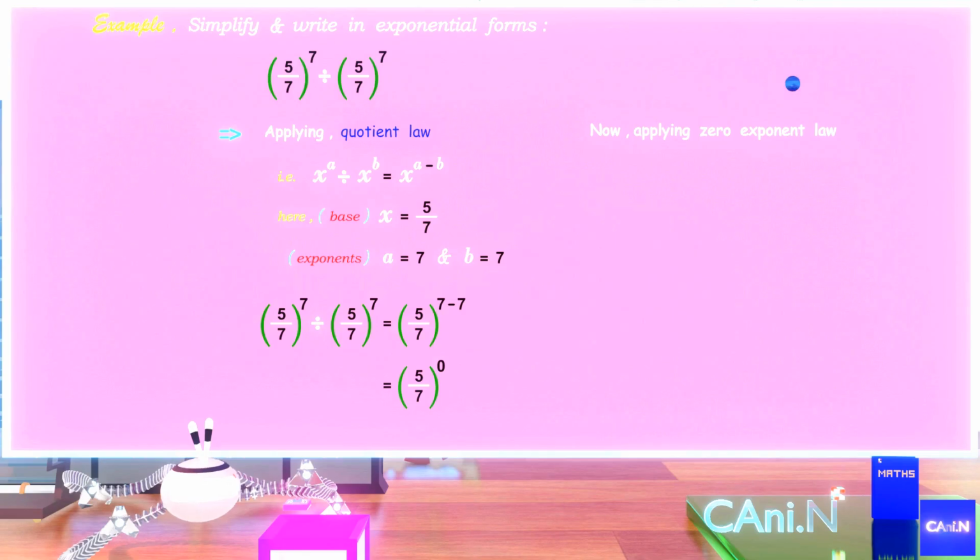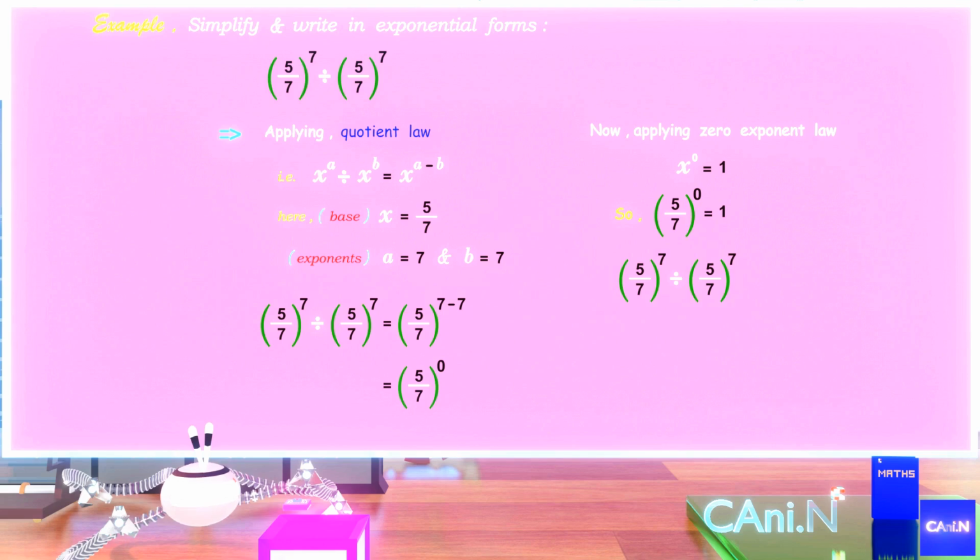Now, applying zero exponent law, that is, x^0 equals 1. So we have (5 by 7)^0 equals 1. Therefore, (5 by 7)^7 divided by (5 by 7)^7 equals 1.